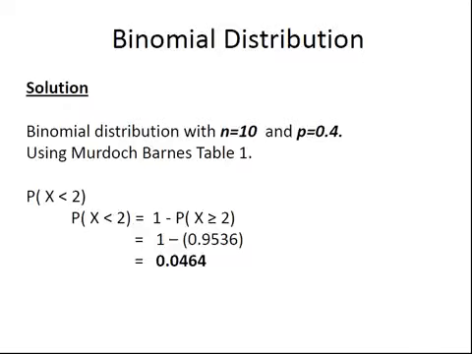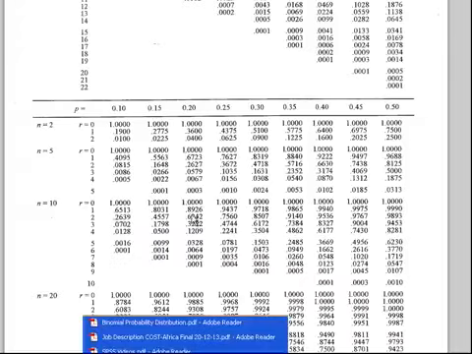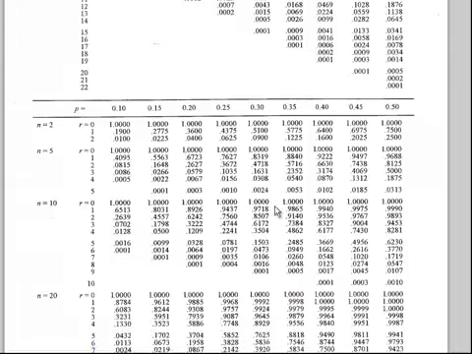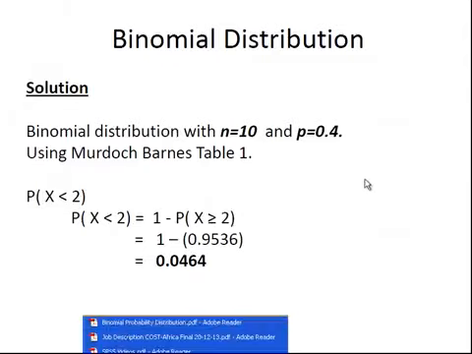0.0464. Now I'm going to go back to the probability distribution tables again, and let's be absolutely crystal clear about what I've done here. I've gone to where r is equal to 2, row 2. I just went across here and I found it to be 0.9536, and then I subtract from 1. So that's that question. I'm going to move on to the next one now.